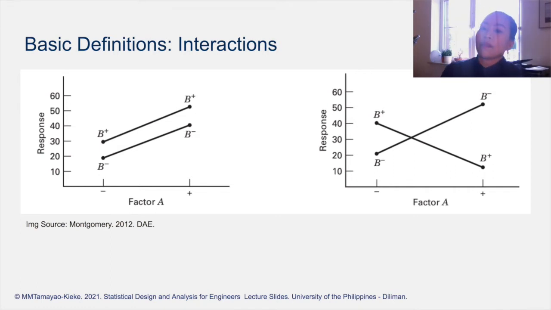Interaction effects can be recognized graphically. The image on the left shows an example of an experiment without interaction, while the figure on the right shows one with interaction. As you can see, the response lines are approximately parallel on the left, while those on the right intersect. The intersection in the two-factor response graph indicates that interaction is present.